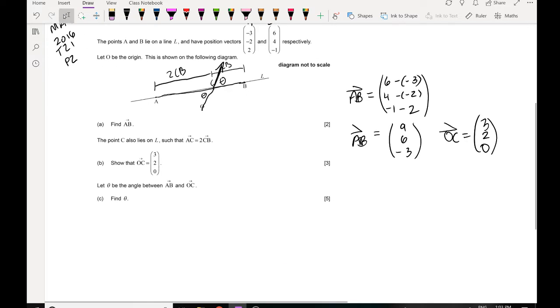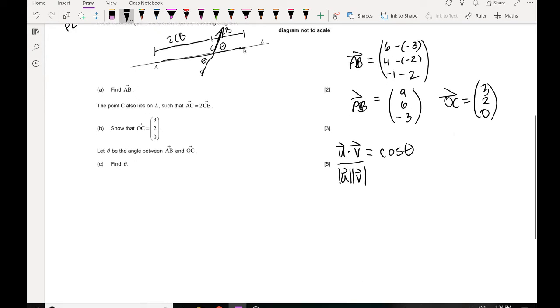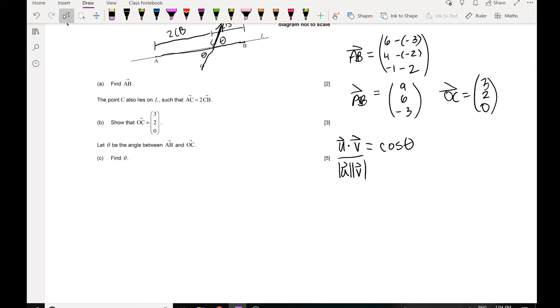And if I'm looking for an angle, my mind should go to thinking about dot products of two vectors. Because if I know the dot product of two vectors based on their components, I'm able to relate that to the magnitudes and the angle. So how is that given in your formula booklet? Do they write it like this? Cos theta is equal to the dot product over the product of the magnitudes? I think that's how it's given. So you would need to find the magnitude of AB, the magnitude of OC, and the dot product of them.